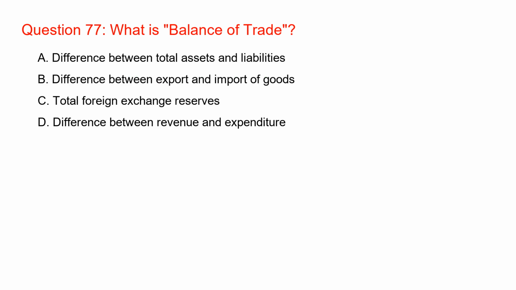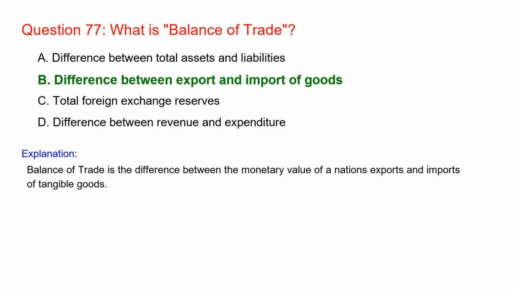What is balance of trade? Difference between export and import of goods. Balance of trade is the difference between the monetary value of a nation's exports and imports of tangible goods.